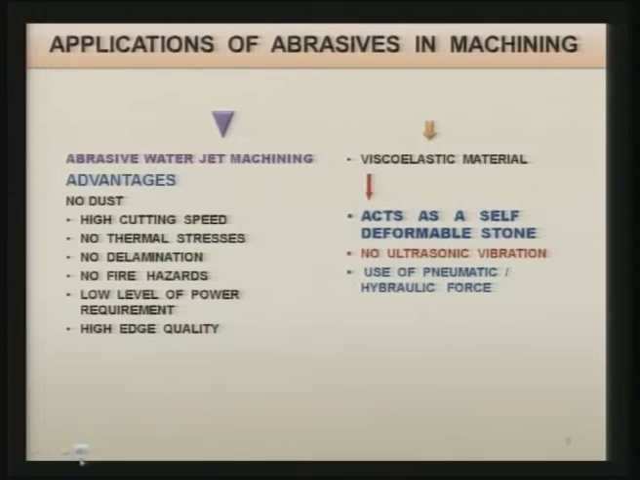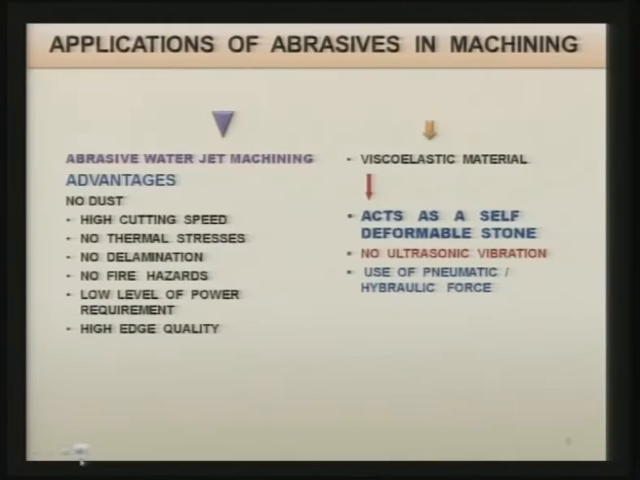There are no thermal stresses developed in the machined workpiece, because the whole workpiece is completely in contact with the water throughout the machining process, and the forces are also in a comparatively localized area. There is no delamination when machining composite materials; glass fiber reinforced plastic is one example. There are no fire hazards, the power requirement is low, and the quality of the cut edges is comparatively better.